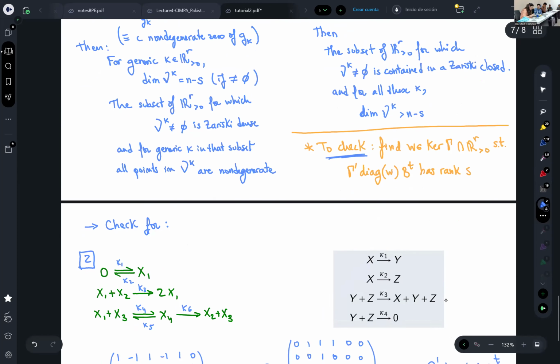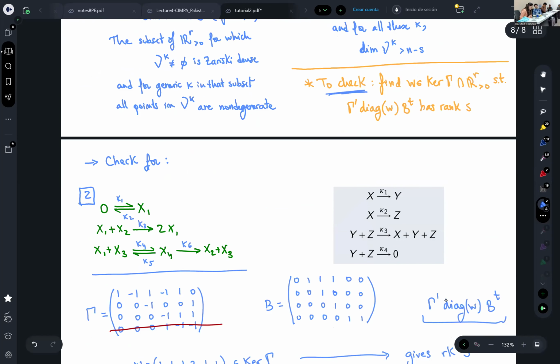So now we know that this network, for the generic case, has either an empty positive steady state variety or dimension 1. So we have 3 equations, 1 variable, dimension 1 steady state variety, and even positive steady state variety. And we know that for most of the cases for which it is non-empty, all the points are non-degenerate.